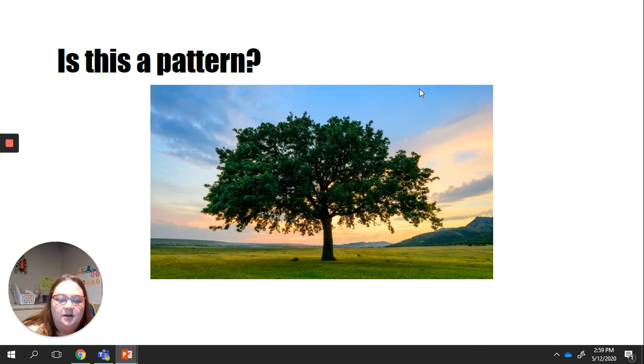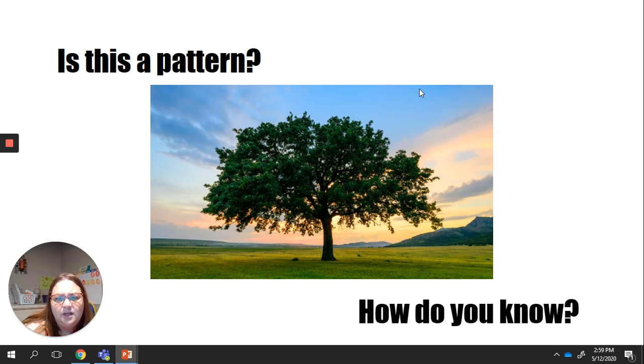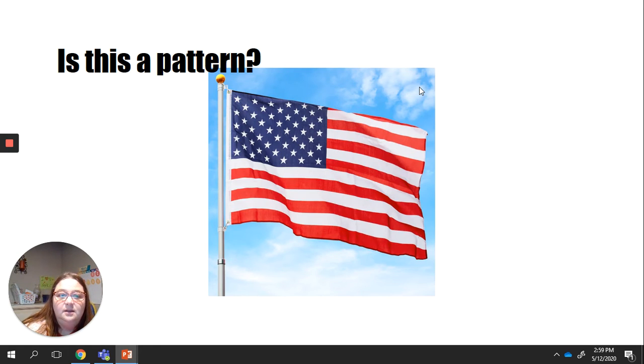Good job. All right. Oh my goodness, this beautiful tree. Now, is that a pattern? It surely is a beautiful tree and a beautiful sunset, but I don't think it's a pattern. Hands down, not a pattern. Shake your hands down low. Not a pattern. You know how I know? Because I don't see anything that could repeat. Don't see anything.